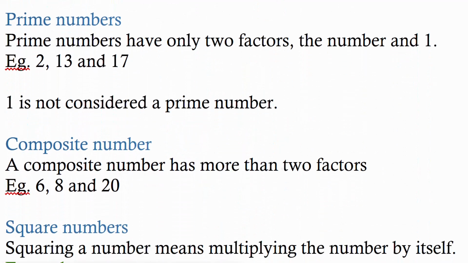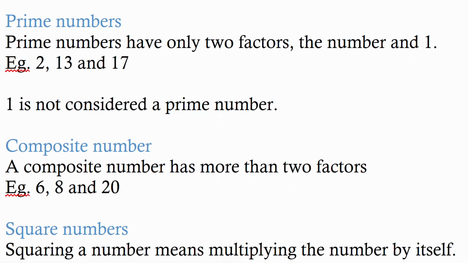Okay, so we're going to cover a few other things now. So we've got something called prime numbers. So prime numbers only have two factors, the number itself and 1. So 2 is a prime number. You can only get it by going 2 times 1. 13 is a prime number. 13 times 1, there's no other combinations. 17 times 1. Now it's important to note that 1 is not considered a prime number.